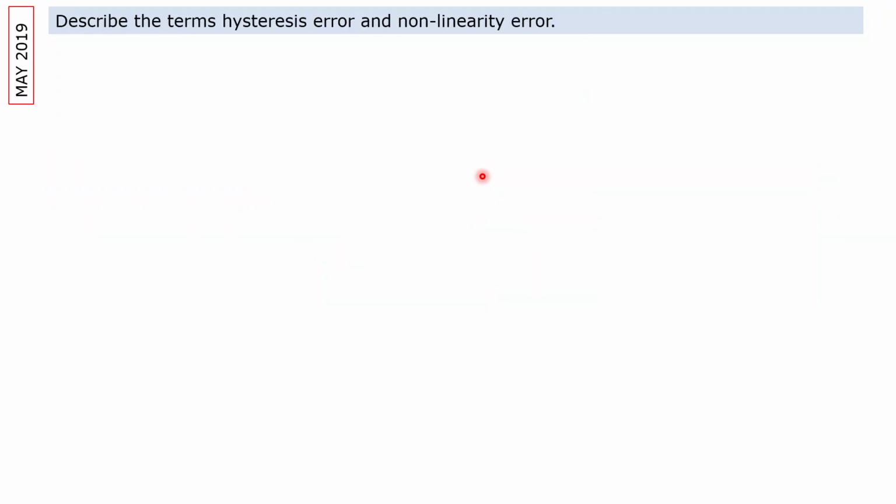Now the next question is: describe the terms hysteresis error and non-linearity error.